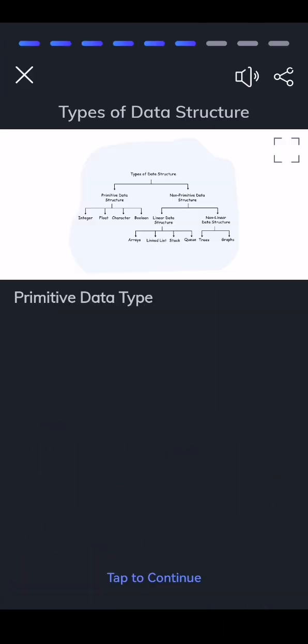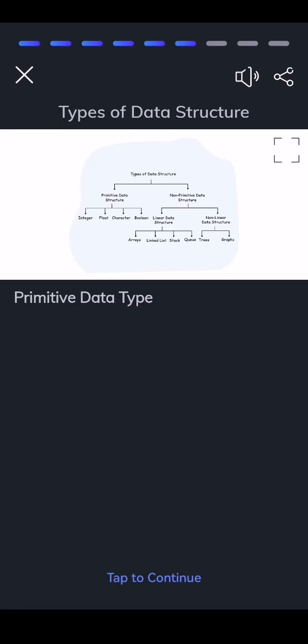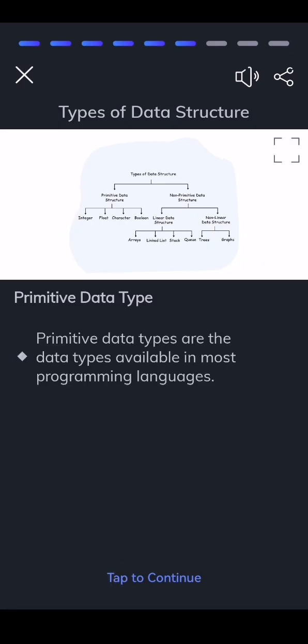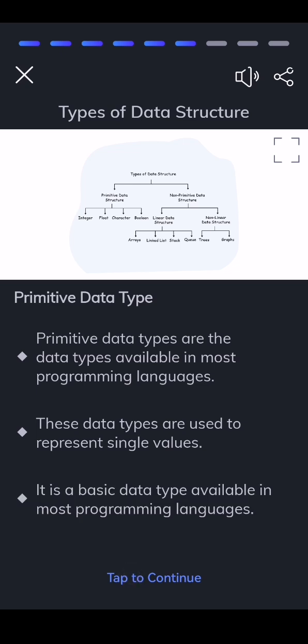Primitive data type. Primitive data types are the data types available in most programming languages. These data types are used to represent single values. It is a basic data type available in most programming languages.